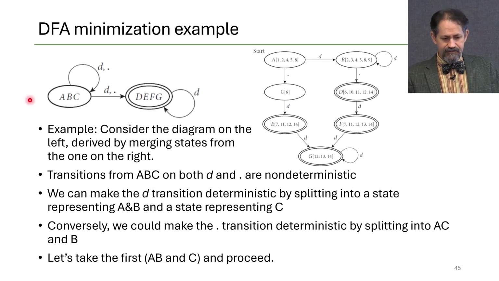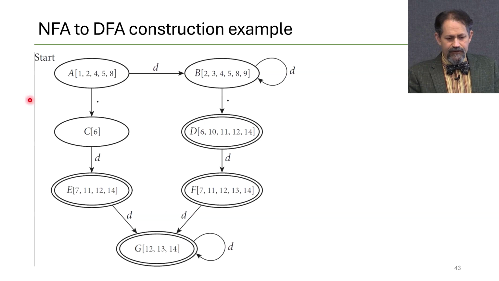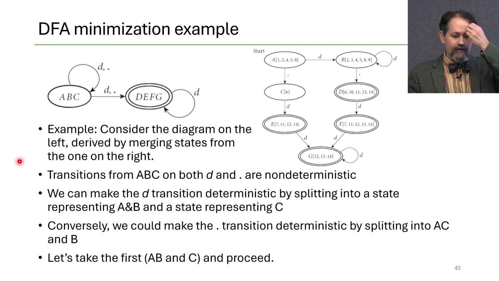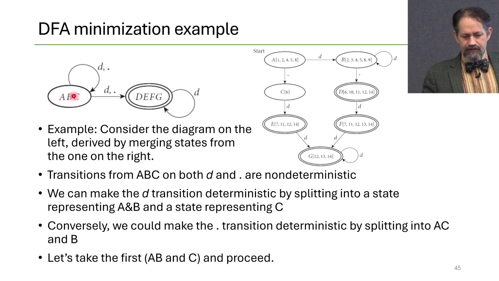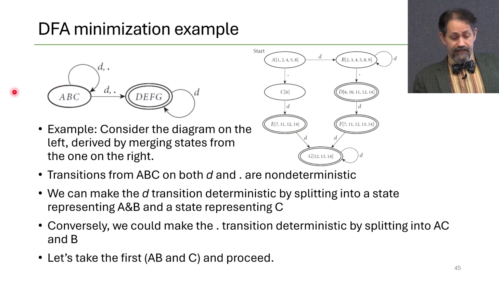Consider the diagram on the left, right? So from this big state diagram, we've started by merging all the states that are non-final together, A, B, and C, and then we've merged all the final states, D, E, F, and G. The problem is that there are non-deterministic transitions from the first state to the second, right? So from ABC, if we get a D or a period, then we could either stay in ABC or we can move to D, E, F, G.